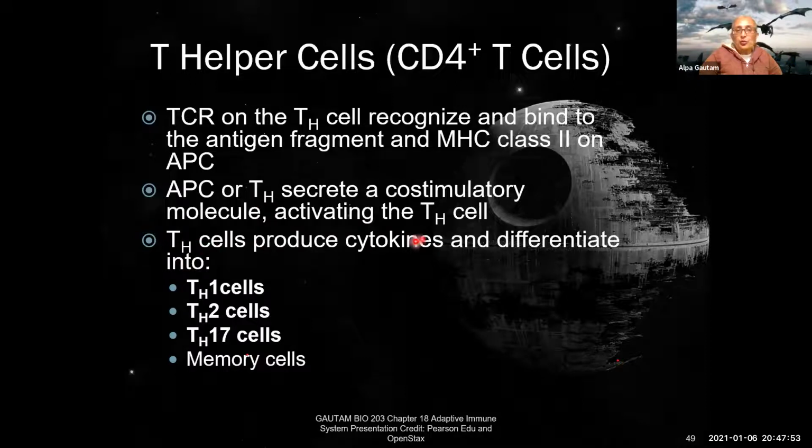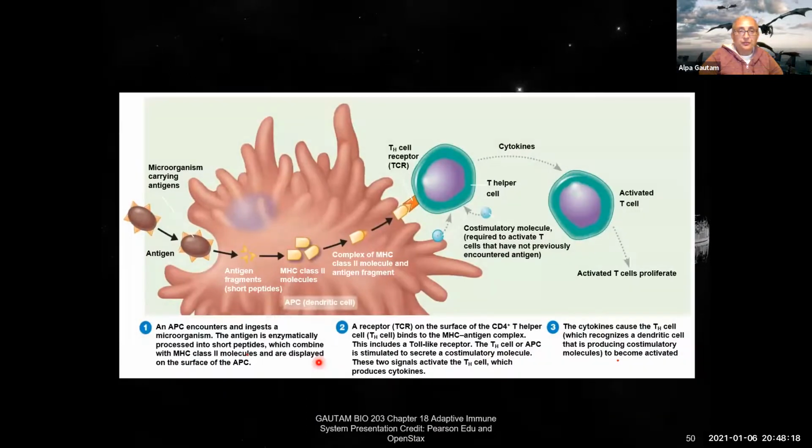T4 cells produce cytokines, and when they are activated through the co-stimulation, depending on the kind of cytokine that's released by the other cell, that T4 cell can differentiate into different types of T cells. So you have Th1 cells, Th2, Th17, and then of course memory cells. So let's see what these are. So this is the interaction.